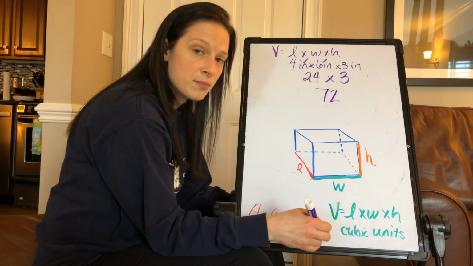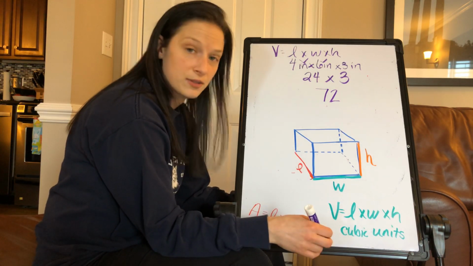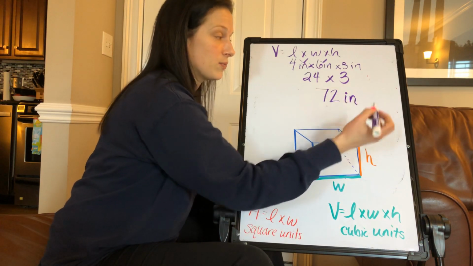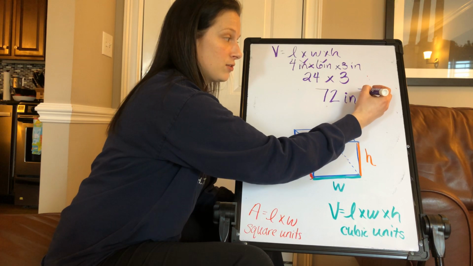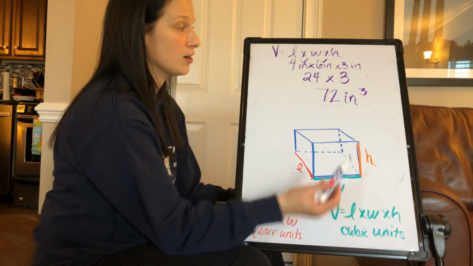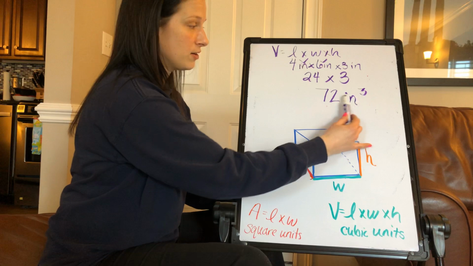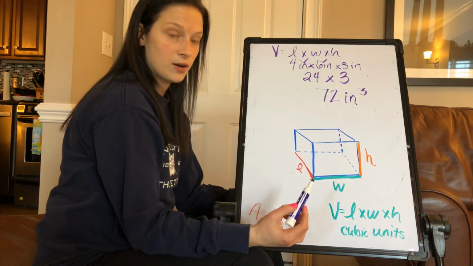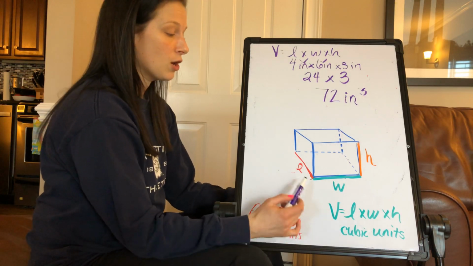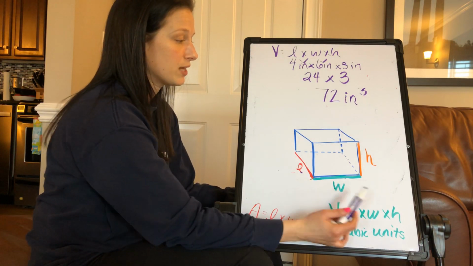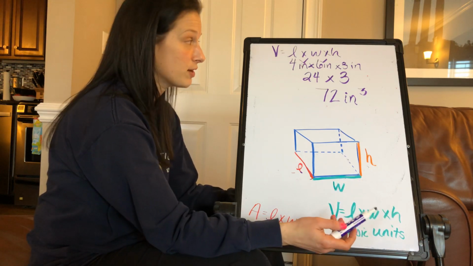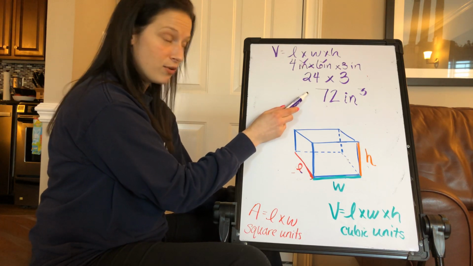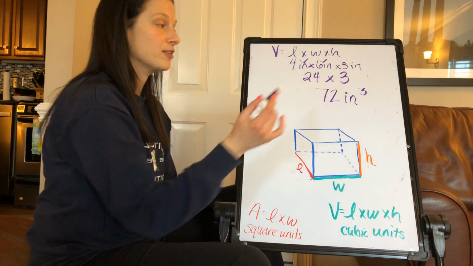But we're not done yet because it needs a correct label. So you are going to label 72 inches, because that's the unit I gave you. If it's feet, you label feet. If it's yards, you label yards. And your 3 is floating up here, and it would read 72 inches cubed. Okay, so to repeat the steps we took, we labeled where we found the length, the width, and the height in the picture that was given to us. We wrote the formula, we plugged it in, we multiplied it out, and then we labeled every single time.